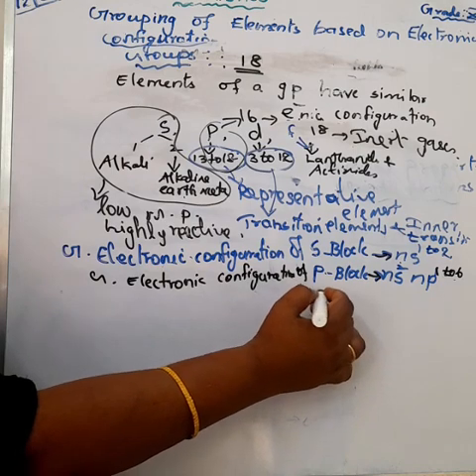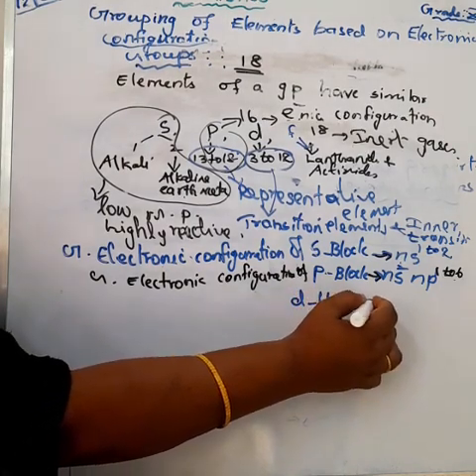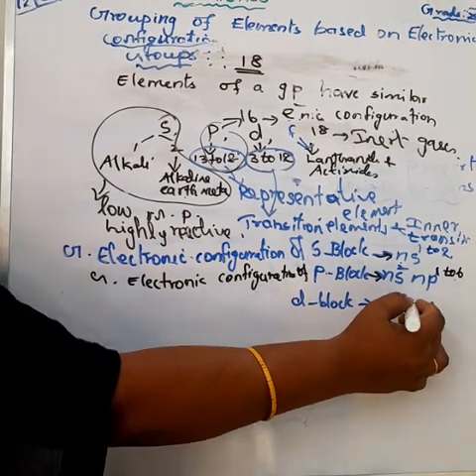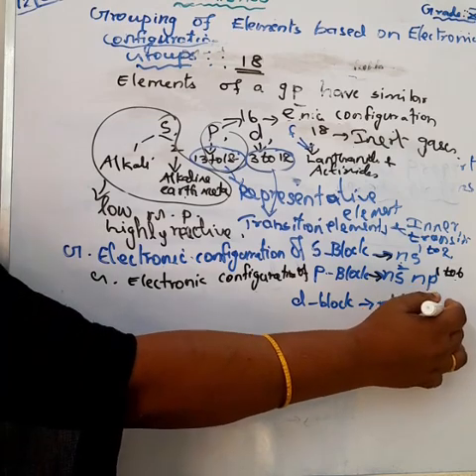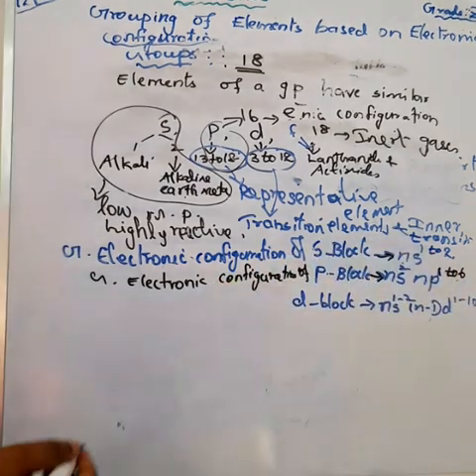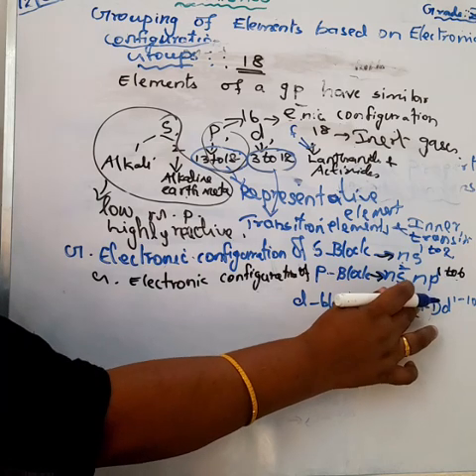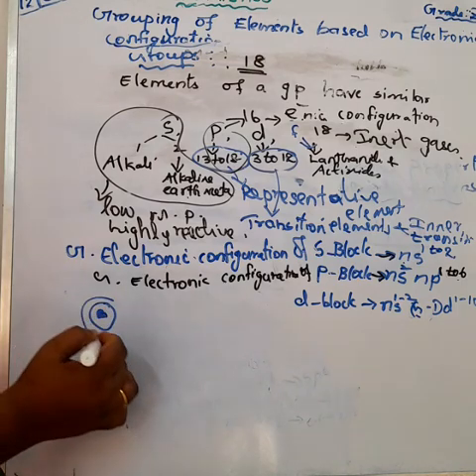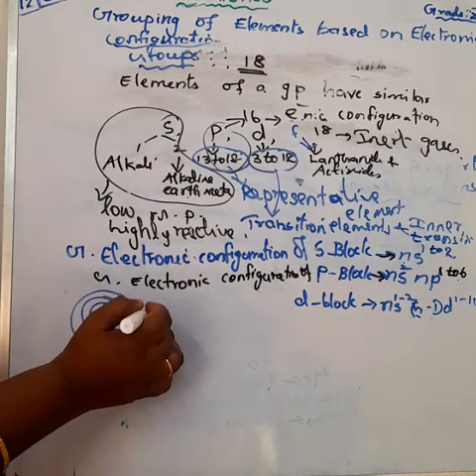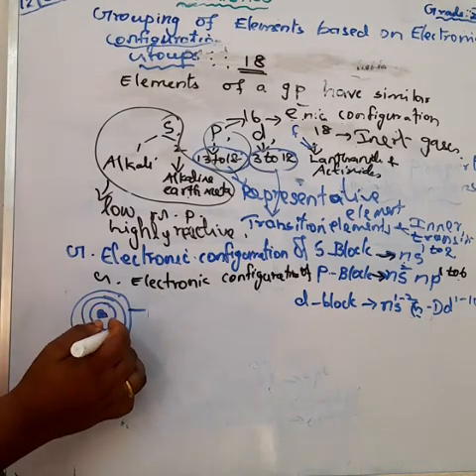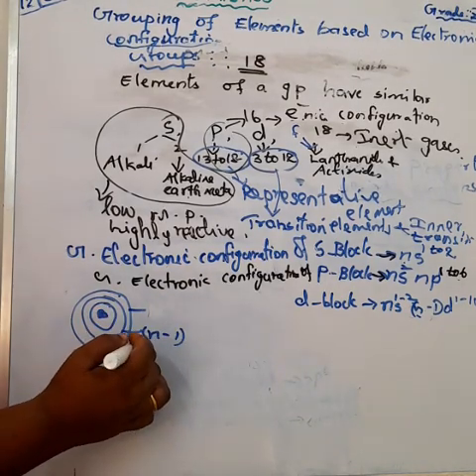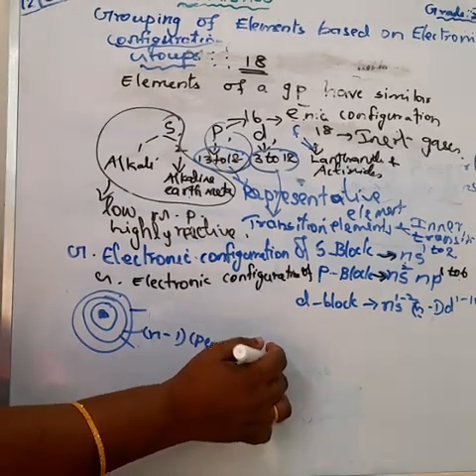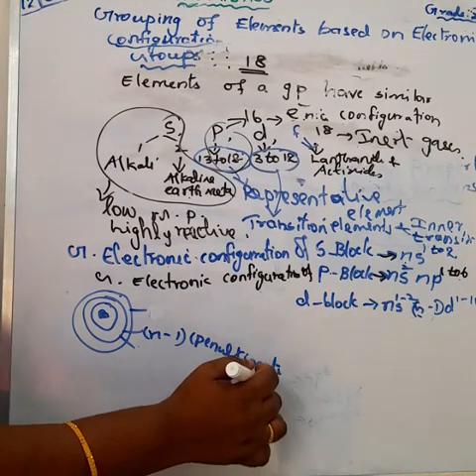ns1 to 2 and (n-1)d1 to 10. What do we mean by n? n means the number of shells. n-1 means the penultimate shell. For example, here this is the nucleus, these are the shells, this is the final outermost shell, and this is the n-1 shell, that is the penultimate shell. The shell before the outermost shell we call the penultimate shell. So it is mentioned here as n-1.